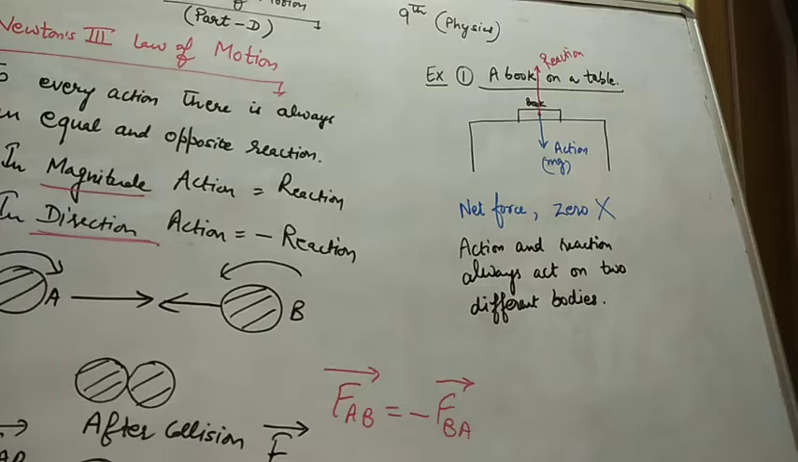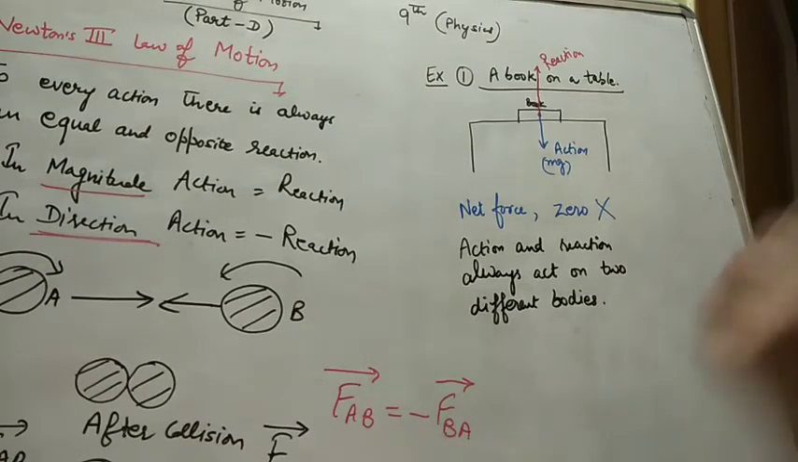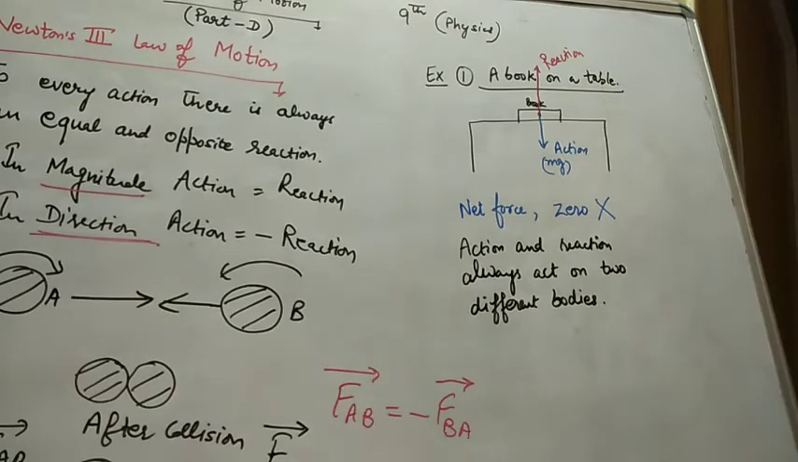For example, pushing a wall. If I exert a force with my palm on a wall, so on the wall I am exerting a push. That will be action. Action is acting on what? That is the wall. And simultaneously the wall is exerting reaction on my palm. So they never cancel each other. Again I am repeating, because they act on two different bodies.